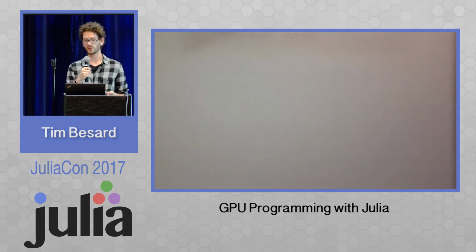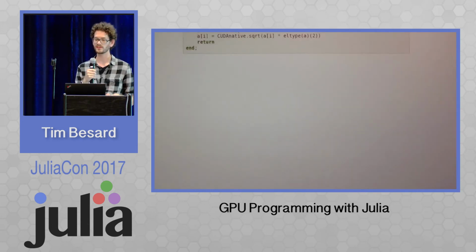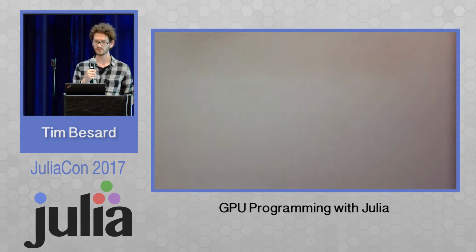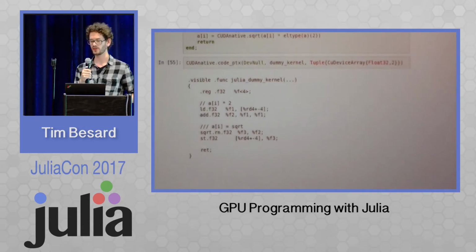So if we write our kernel like this, in which we query the element type of the array and instantiate the value 2 accordingly, and we again check the PTX code, all of the conversions have disappeared, and the square root is going to be executed in the 32-bit floating point domain.